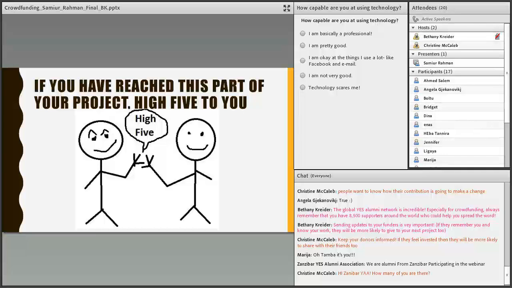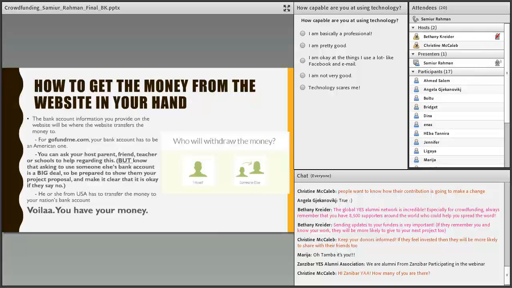This is the amount you're seeing on the web screen. And if you have reached this part of your project, you should give yourself a high five. So, self high five, all right? So basically, how do you get the money from the website into your hand? Well, let me explain how you get it.